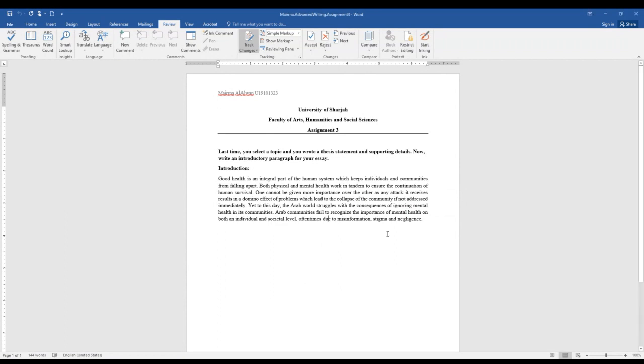You have a successful, direct thesis statement. And also you have the inverted pyramid approach for writing the introduction. You start from a general topic and then you start to narrow it down till you reach the thesis statement. So yeah, excellent.